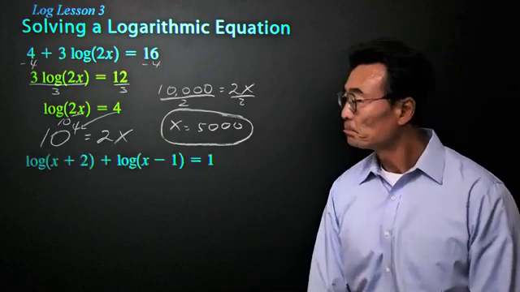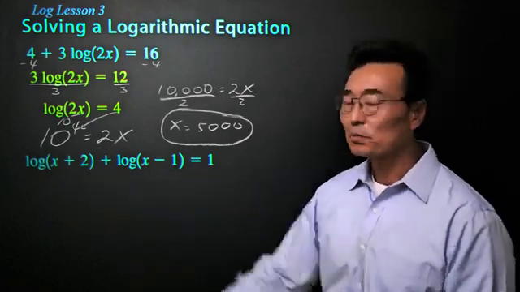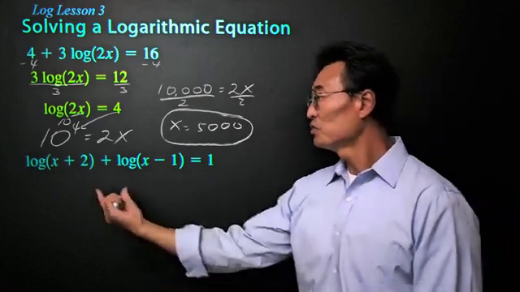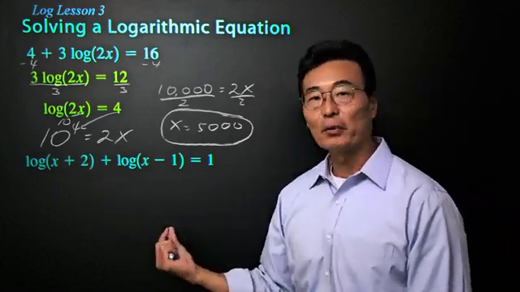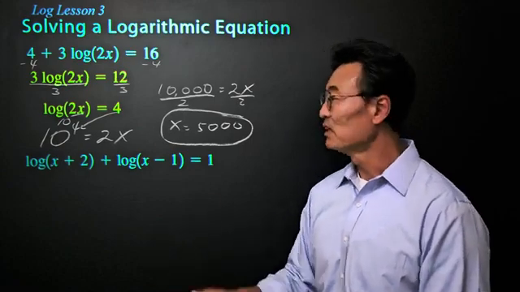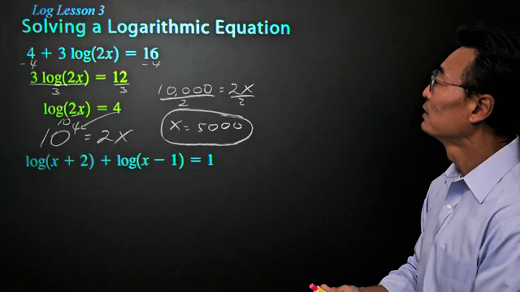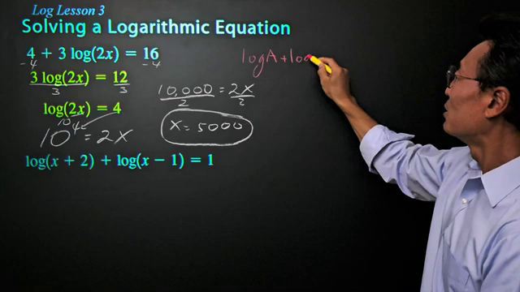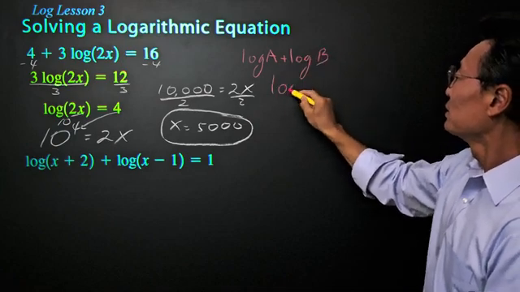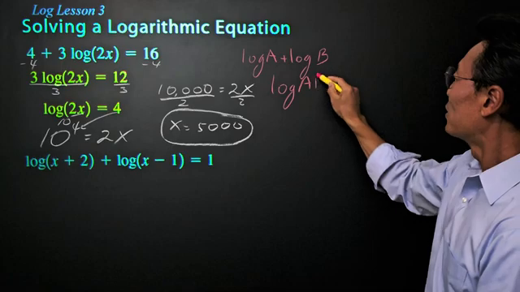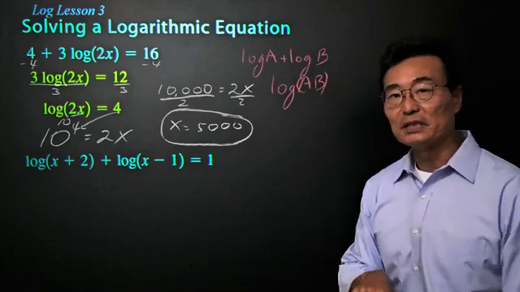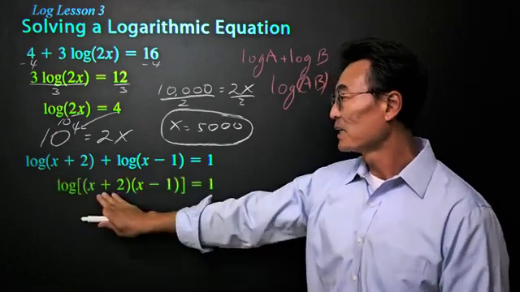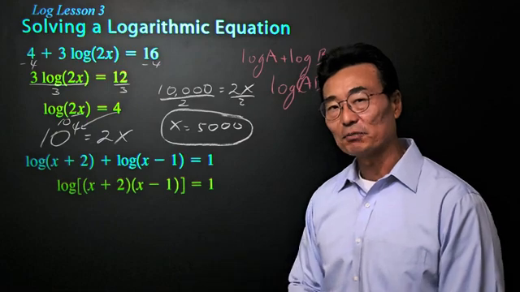Here's another example. When we're given log of (x + 2) plus log of (x - 1) equals 1, we need to combine these two logs, make it into one log, before we can solve for x. The rule is this: if you have log of a plus log of b, it's equal to log of a times b. So here, that's what we're going to do. We're going to change this into log of (x + 2) times (x - 1).